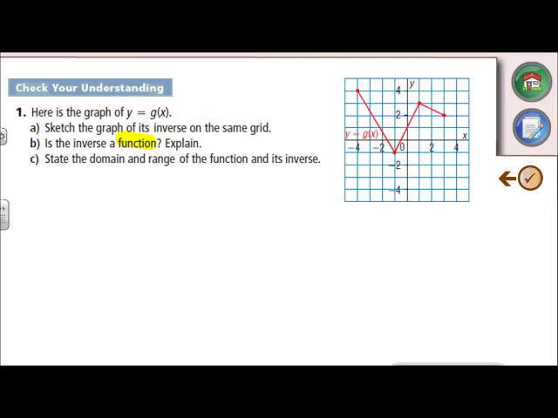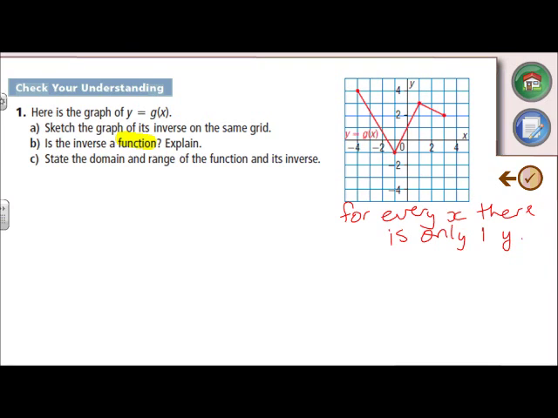So this original graph is a function. A way of looking at it visually is, does it pass the vertical line test? We can also look at it and say, for every x value that you have, there is only one y value. That's a function. So let's start sketching.